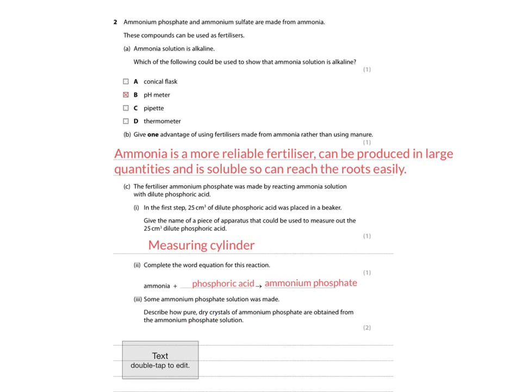Alternatively, we could just leave the solution for the water to evaporate, or we could heat it and let some crystals form and then filter those crystals using a filter and a funnel.